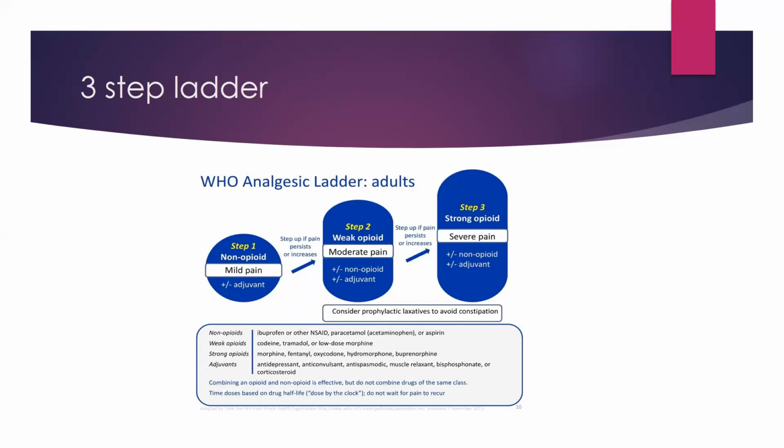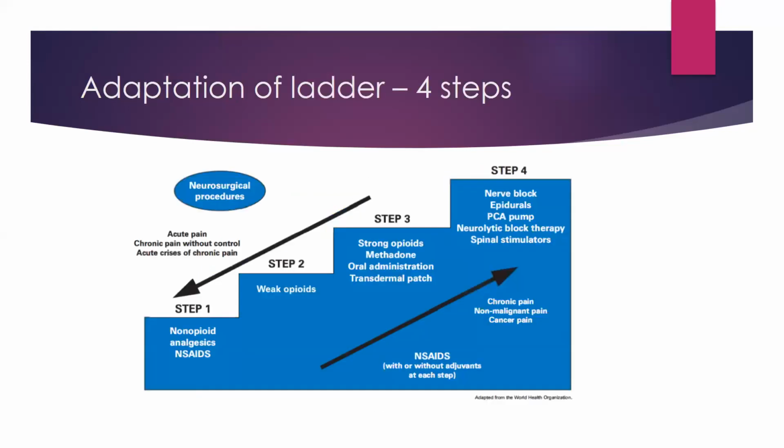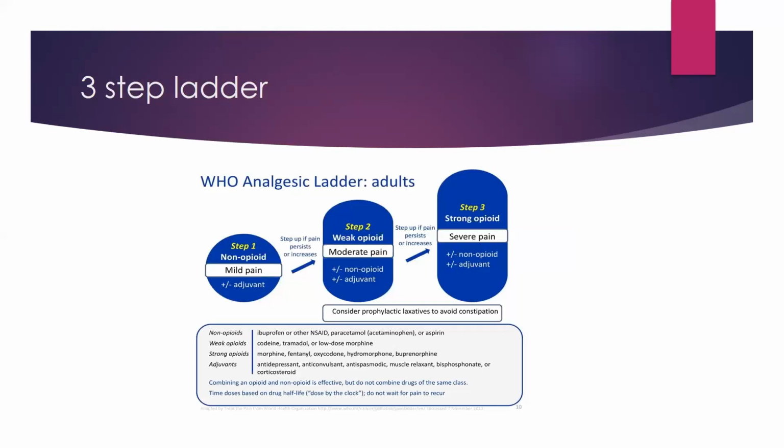Now, the adjuvants that we use in acute pain, most of the time, are either topical agents or local anesthetics. Because, as we mentioned on the pain pathway, the other adjuvants like anticonvulsants and antidepressants are more useful in managing neuropathic pain, which is a type of chronic pain. Now, the three steps are non-opioids or NSAIDs, weak opioids, and then strong opioids.